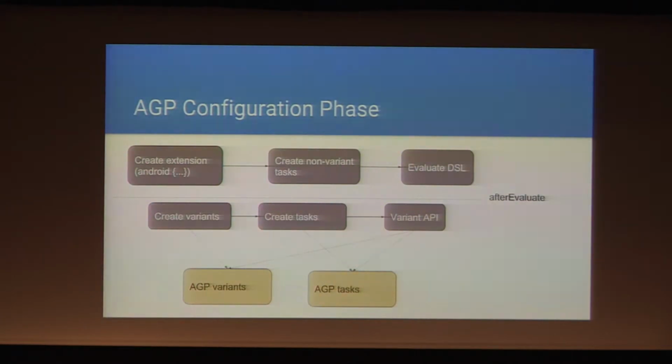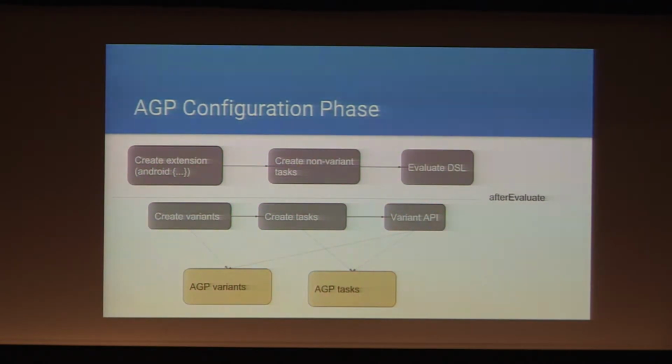After this, the second step is creation of variant-specific tasks, because each variant might be configured in a different way. Like we saw, the debug variant might have test coverage enabled, and the release might not have it enabled. For each of the variants, we're going to create tasks, and you can see that the create tasks block is creating these AGP tasks block at the bottom.